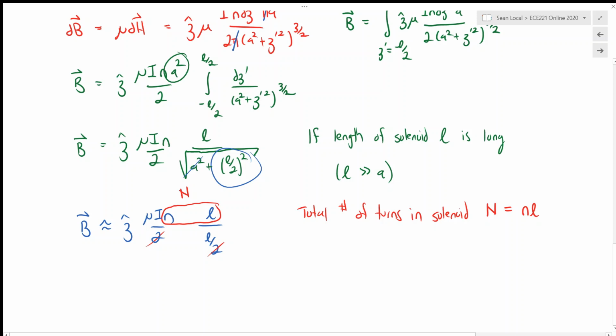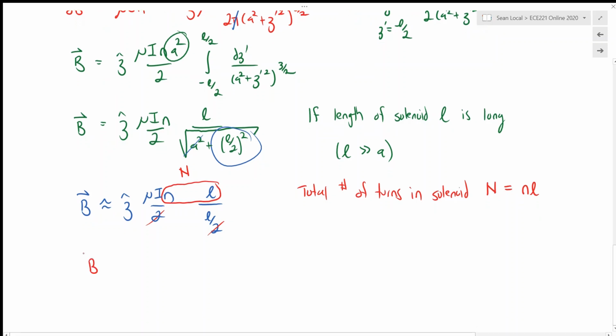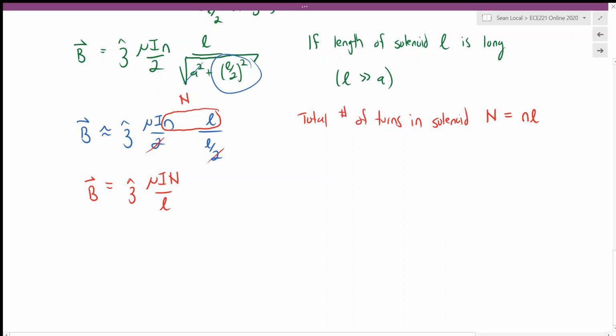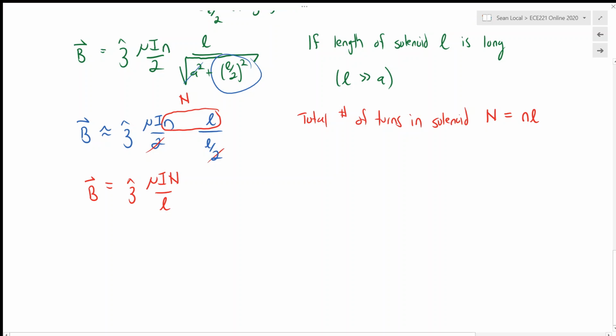Now I can say I have 40 turns in my inductor, and I can substitute that in here. So if we write the expression like this, then the B field is equal to, again, z direction, mu I times capital N over L. Okay, realize that I can write capital N over L as lowercase n if I wish. Okay, so now we are finally ready to compute the magnetic flux density, which is what we need for inductance. So magnetic flux density is found by integrating B dot dS over the cross-sectional area of the solenoid.